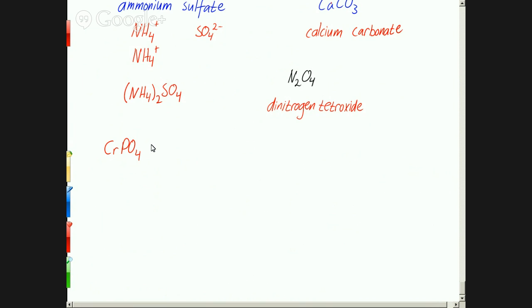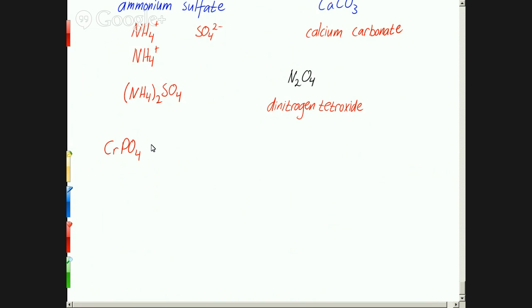Why isn't it phosphide? Phosphide would be just P. Right, because of the oxygens there. Well, if it's P as an ion, a negative ion, it's phosphide. Oh my God, these are so confusing. So if it was like CrP something, that would be phosphide. But because of the oxygen there, that makes it phosphate, one of the polyatomic ions.